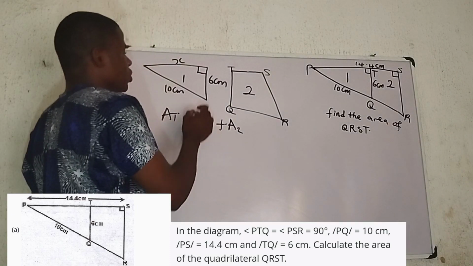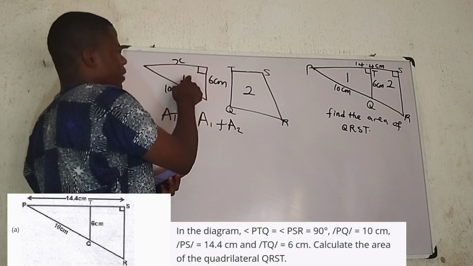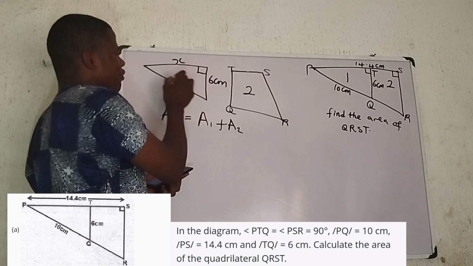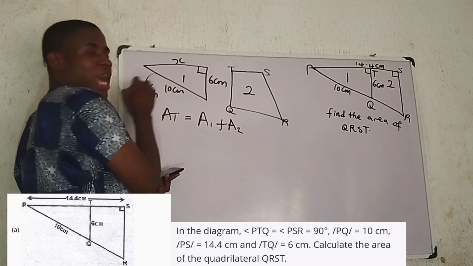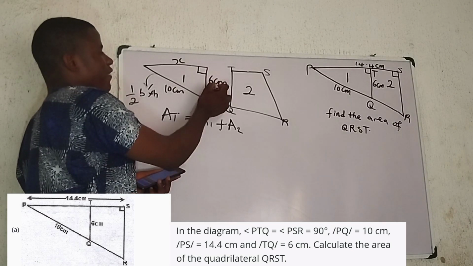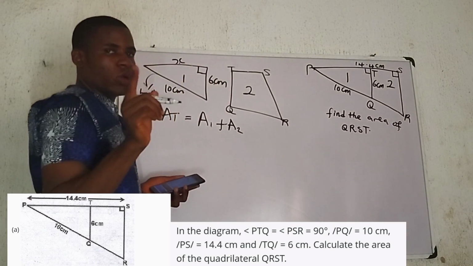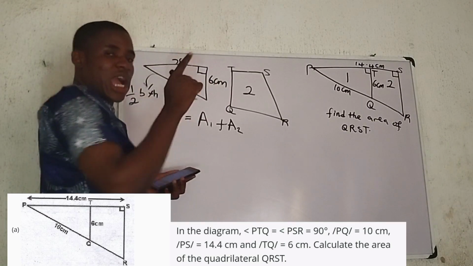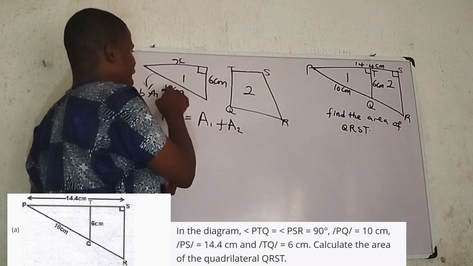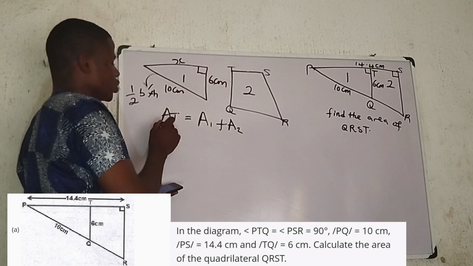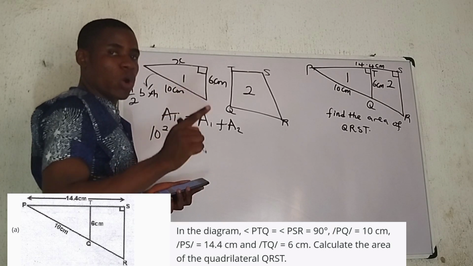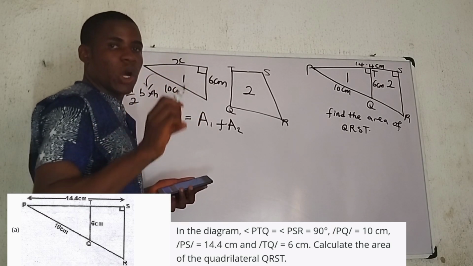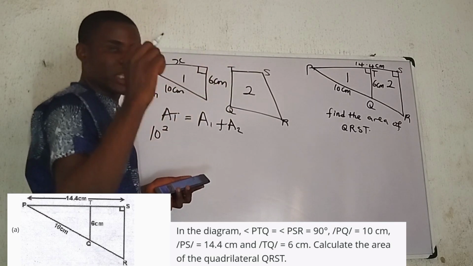Now the first thing I'm going to do, you can see this one. This is a right angle triangle, right? And the formula for finding the area of this is half base times height. Does it make sense? Now I have the base. Do I have the height? No. For me to find the height, I will use Pythagoras theorem. So I have the hypotenuse as 10. Remember that Pythagoras theorem says the square of the hypotenuse is equal to the sum of the squares of the opposite and the adjacent.